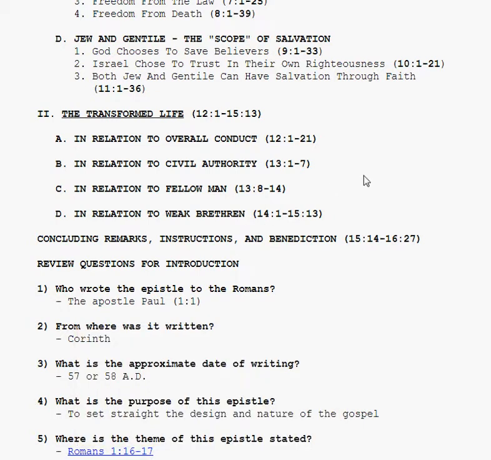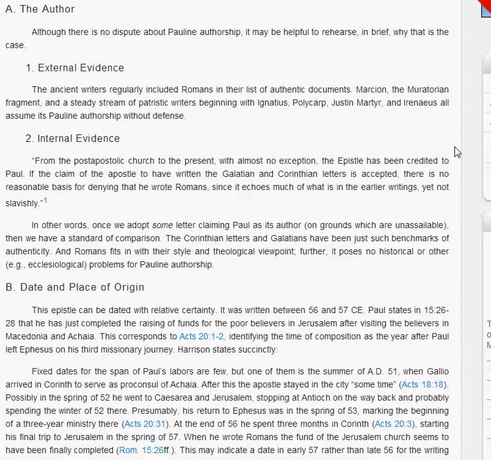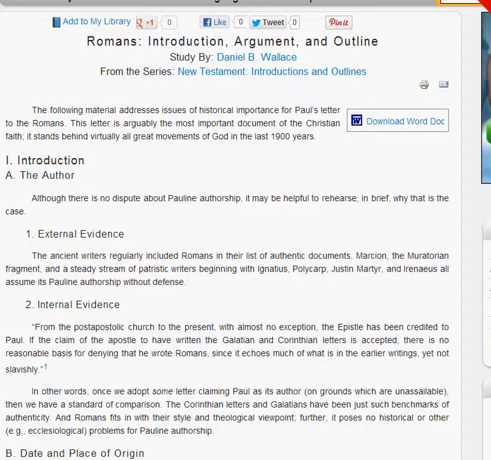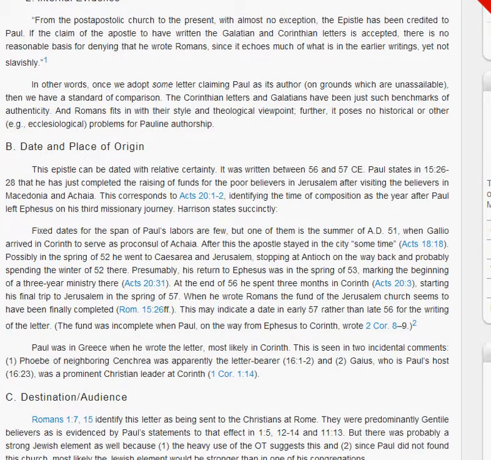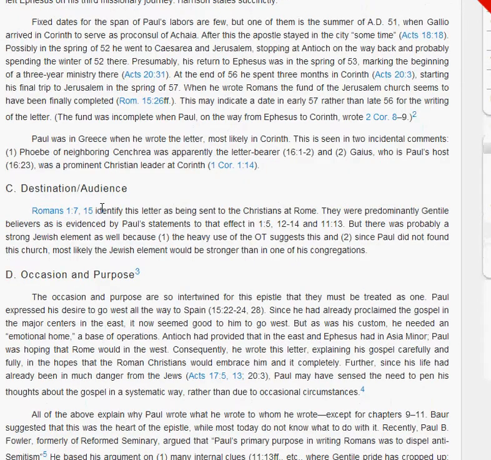So this is a brief overview, outline of the book of Romans as a whole. Let's look at this other one. Let me just move this out of the way so we can see. Yeah, this is bible.org. You can download this. Author again, external evidence, internal evidence, date and place of origin, and then there's references here, which again pops up, which is really cool, and destination.